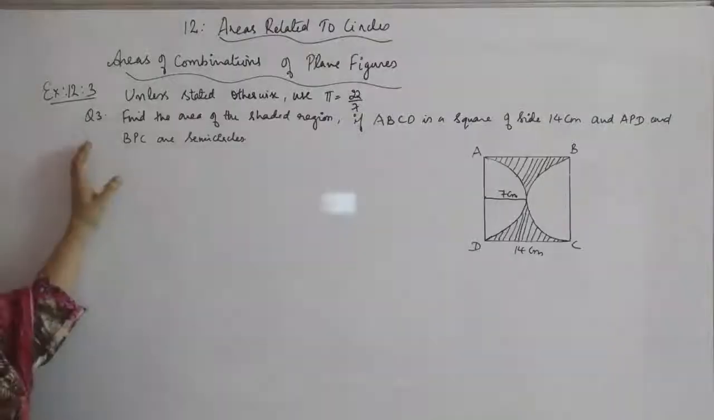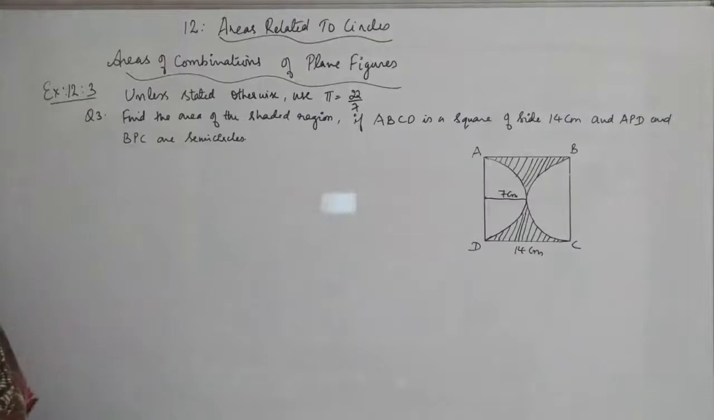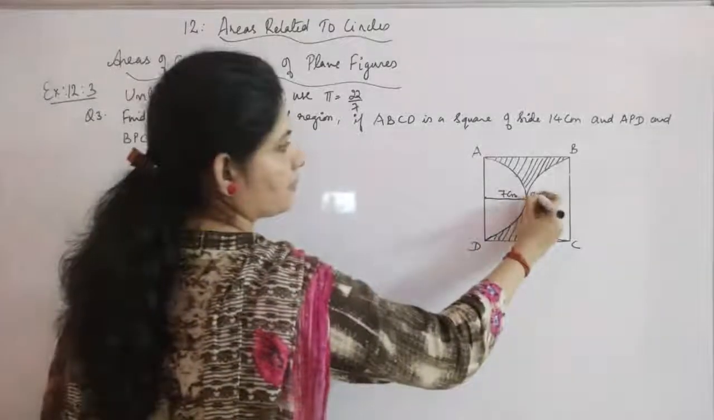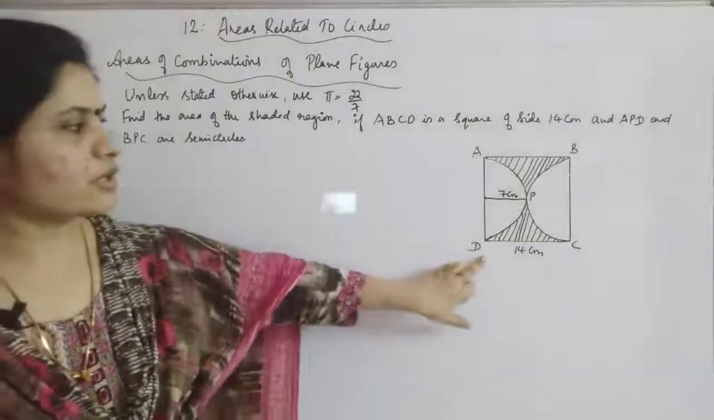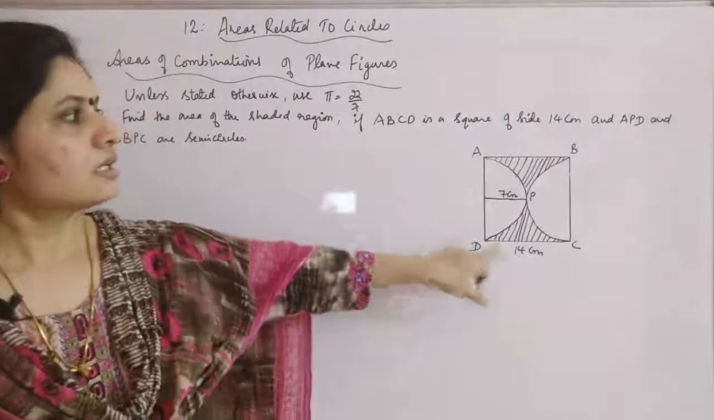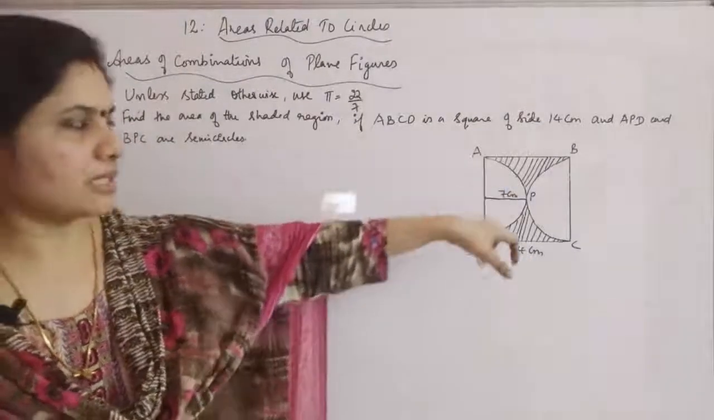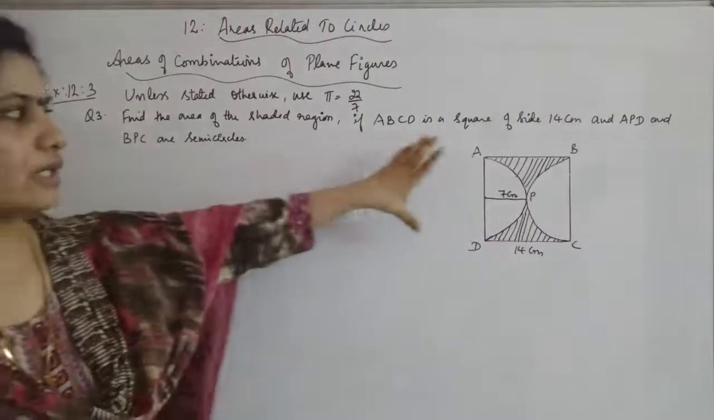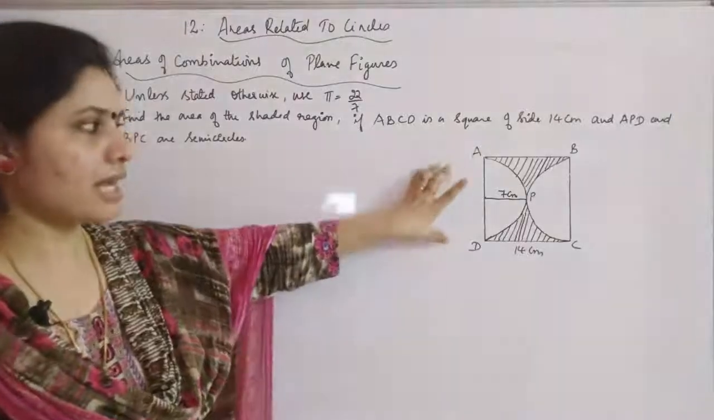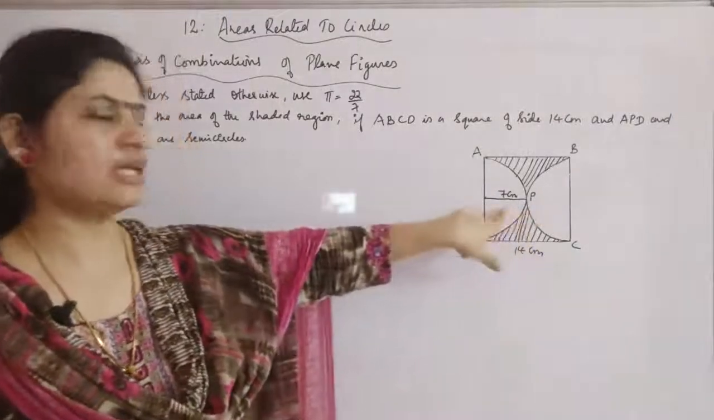Okay. Question number 3 is find the area of the shaded region if ABCD is a square of side 14 centimeter and APD and BPC are semicircles. So this point is P. Okay. So this is a given figure, and ABCD is given to be a square of side 14 centimeter, and you have these two semicircles. In order to find out the shaded region, we have to find out the area of the square and then subtract the area of these two semicircles.